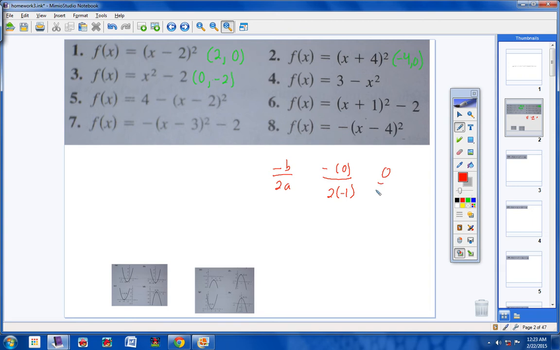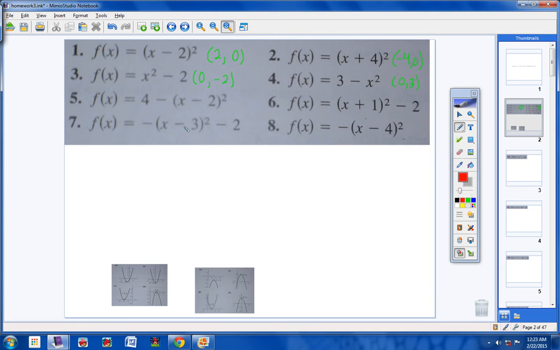So 0 over negative 2 is 0. So I know my vertex so far is 0, comma. Now, put a 0 in for x. 0 squared is 0. 3 minus 0 is 3. So your vertex for number 4 is 0, comma, 3. Alright, moving on to number 5.